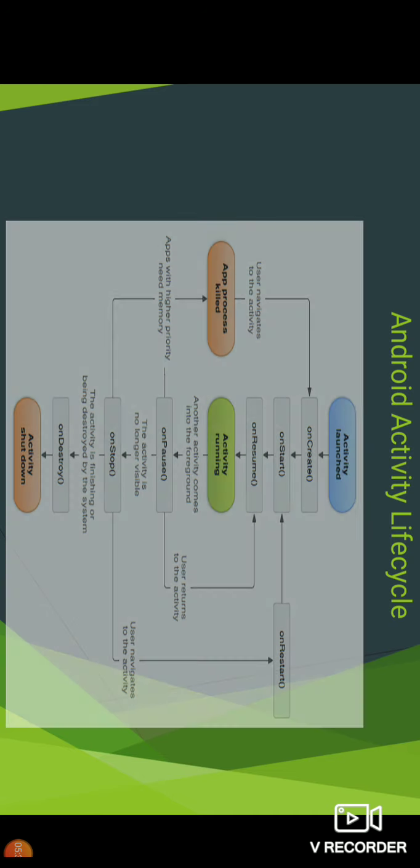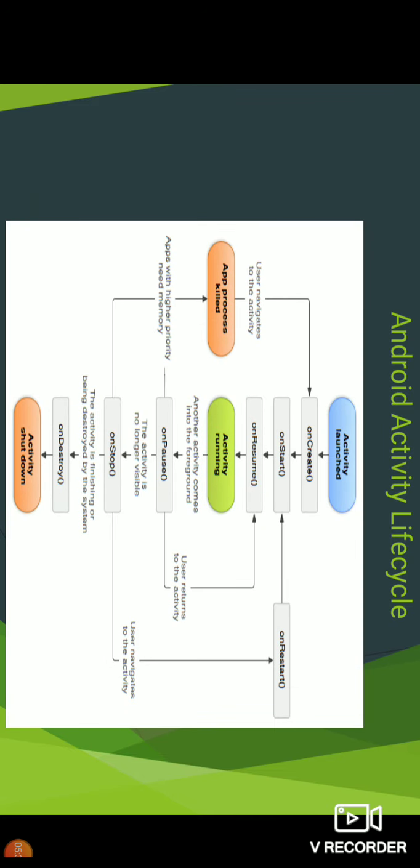Android activity lifecycle. Activity starts when we tap on the activity. Here the first one is onCreate. It is called when the activity is created. Then the second one is onStart. It is called just after its creation.